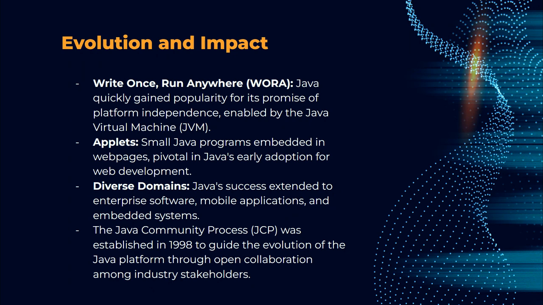In 1998, the JCP, or the Java Community Process, was established to guide the evolution of the Java platform. The JCP represented an open collaboration among industry stakeholders, including developers, academics, and businesses. Through the JCP, the Java community had a voice in shaping the future of Java, ensuring that the platform continued to evolve and meet the changing needs of the industry.